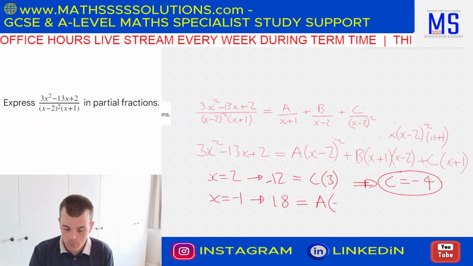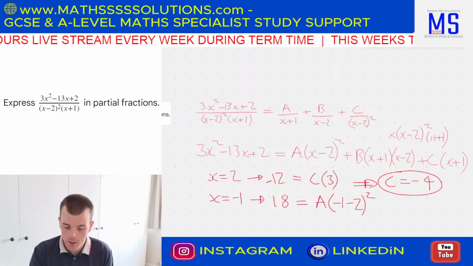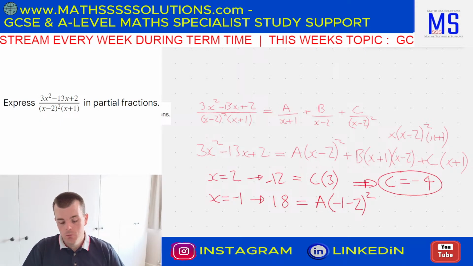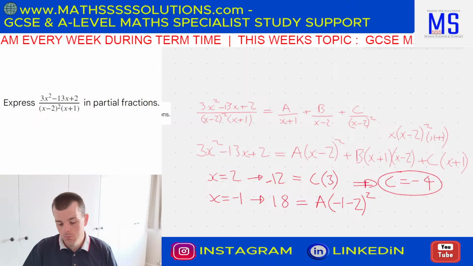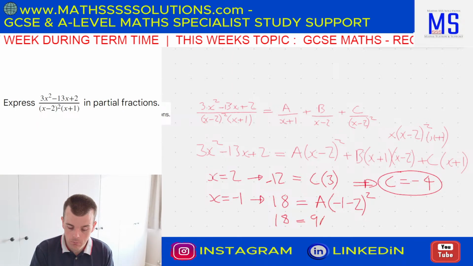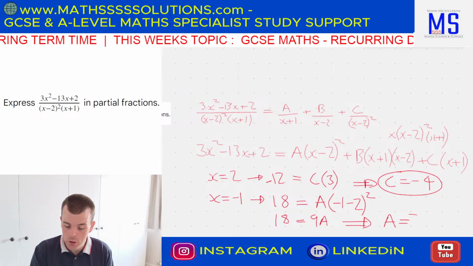bracket. So minus 1 minus 2 squared like that. So minus 1 minus 2 is minus 3. Square it becomes 9. So you're left with 18 equals 9a. And then that implies a equals 2.